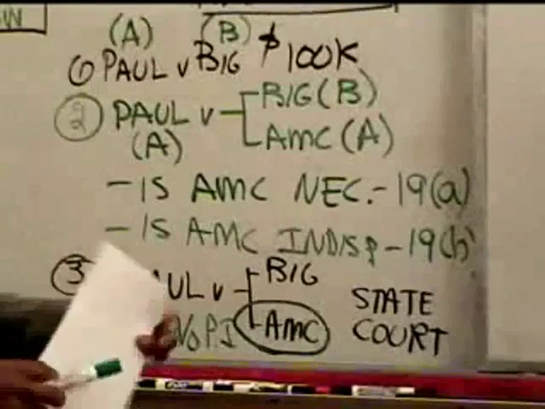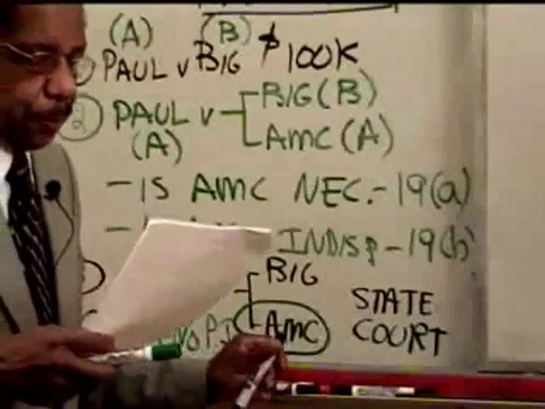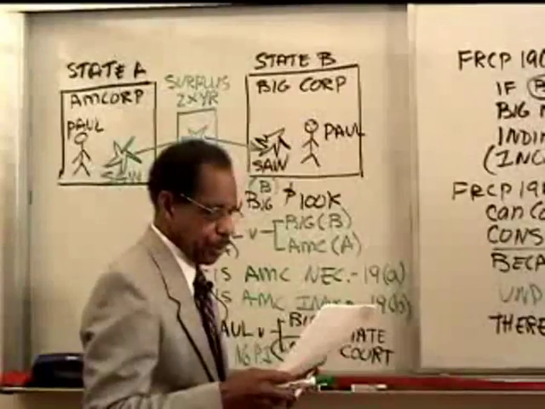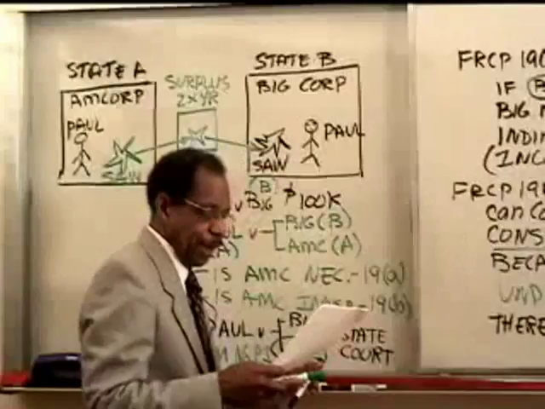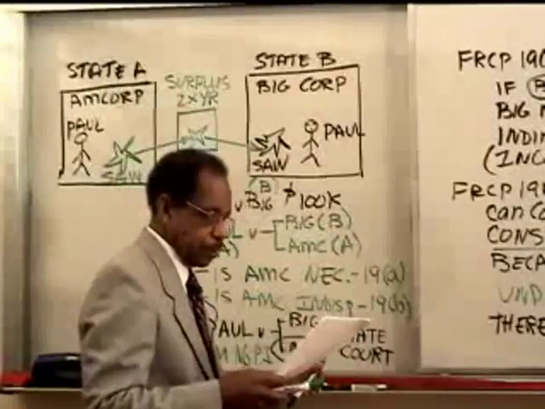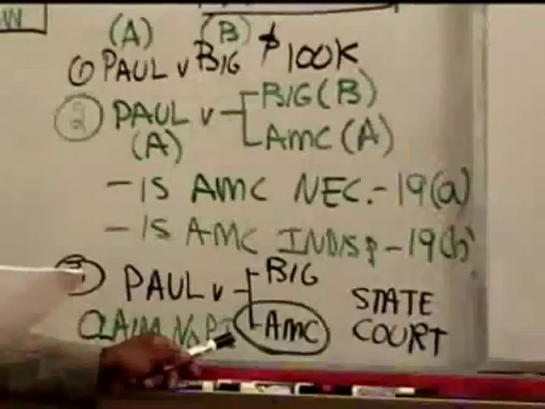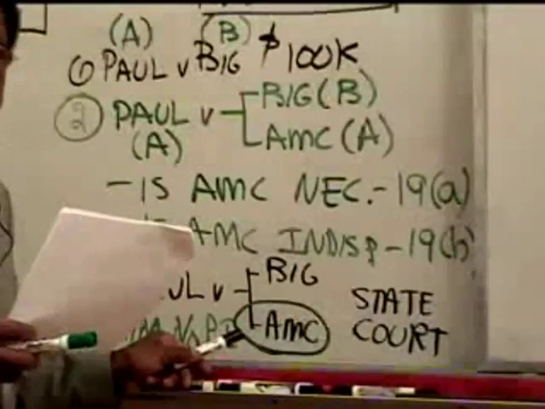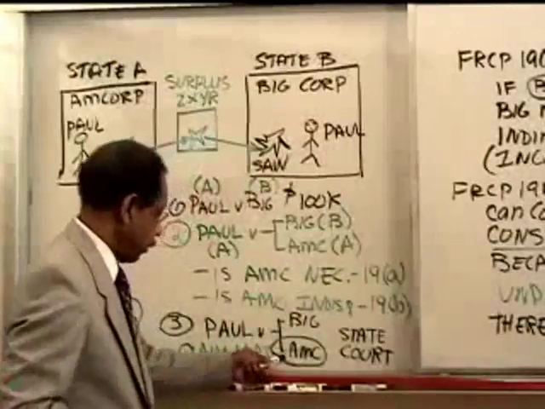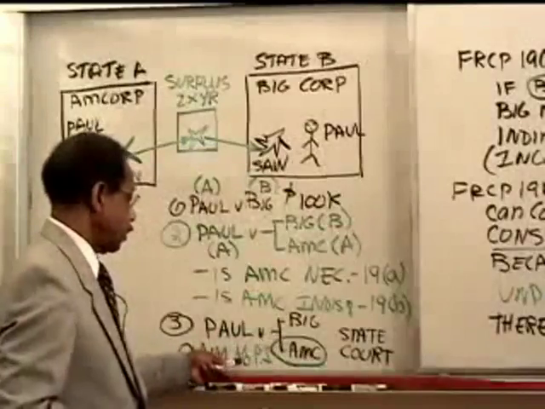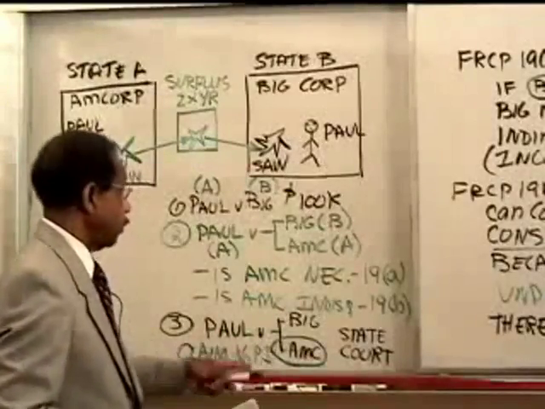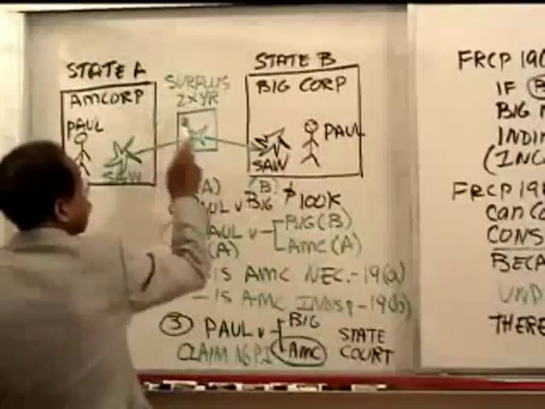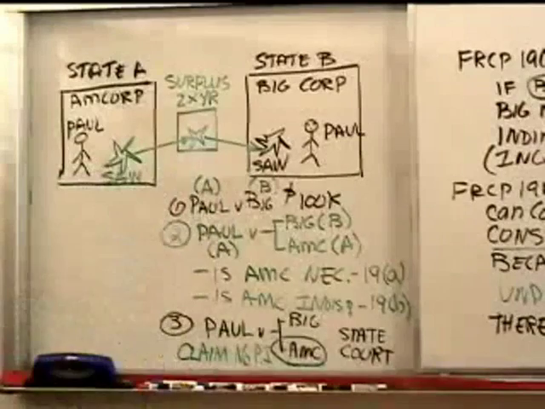So let's take a look at that. The State B Court, line 23. The State B Court determined that it lacked personal jurisdiction over AmCorp and dismissed it from the action. So the State Court here says we don't have personal jurisdiction over AmCorp. Well, were we asked about that? And the answer is yes, item 2. The second call of the question is, was this correct? So we'll have to go through a personal jurisdiction analysis here to decide whether the State Court in State B had personal jurisdiction over AmCorp. Let's take a look at that.